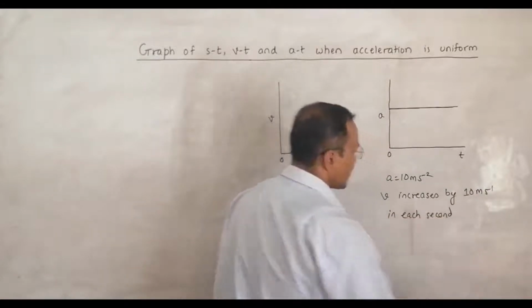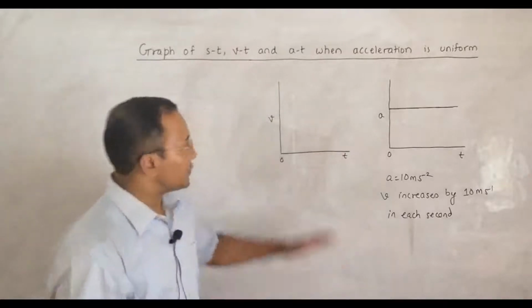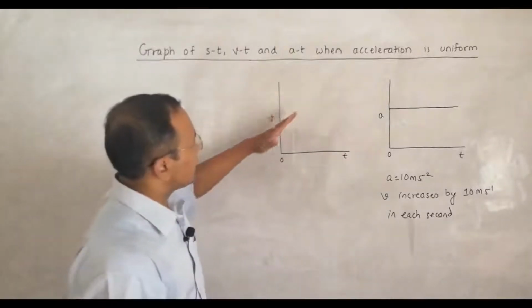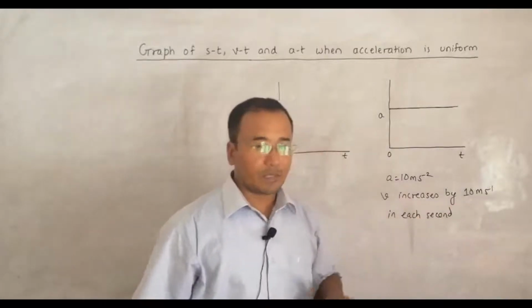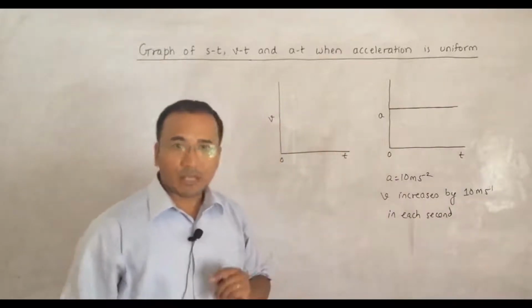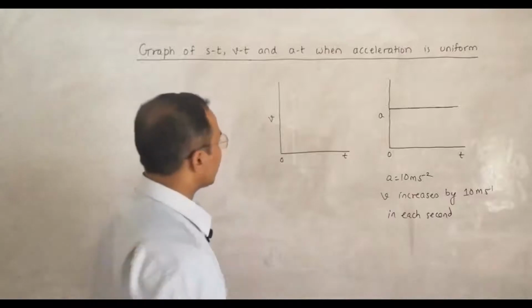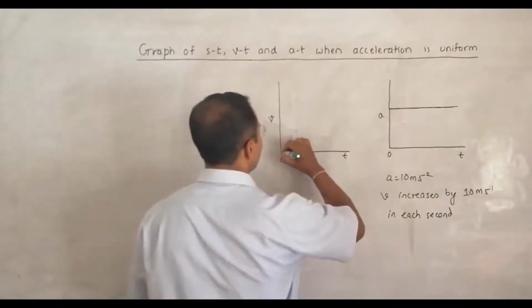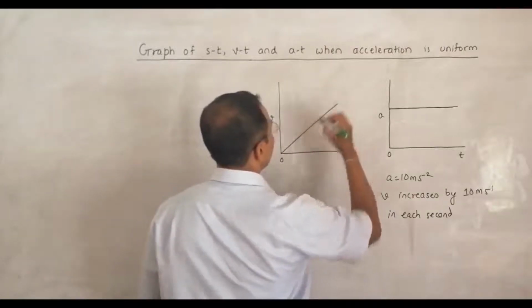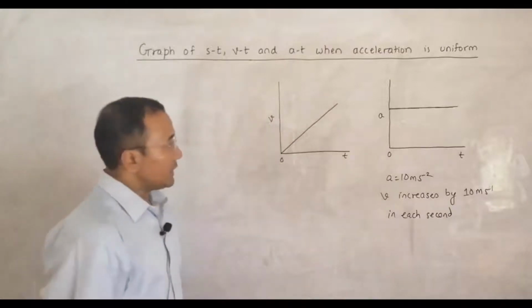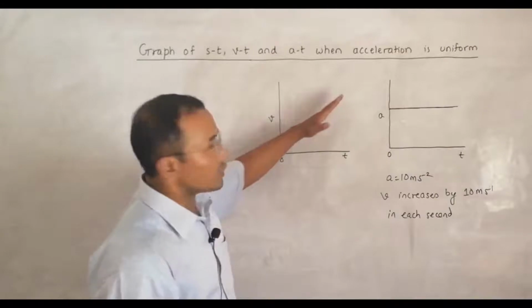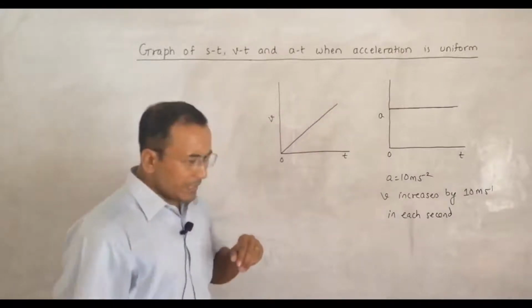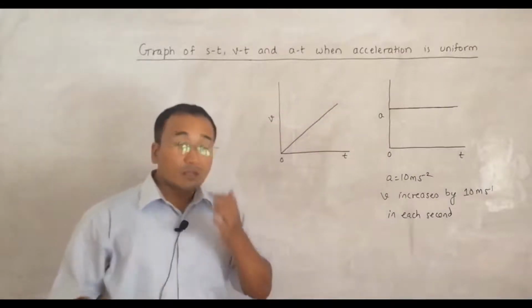So the graph here should be somewhat slopey. It goes on increasing like this, and it should be happening uniformly. When you say uniformly, that means it will be a straight line. So this is the graph of VT. Since A is constant, the rate of increase of V should also be constant. And this can be known from another angle also.